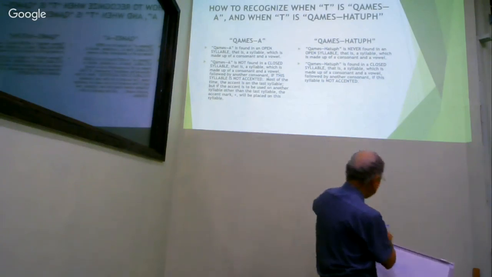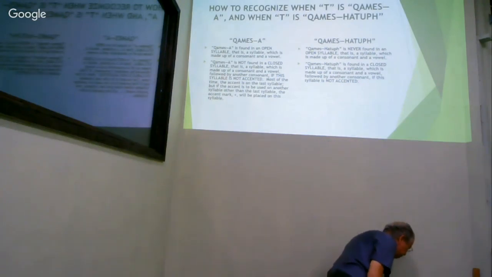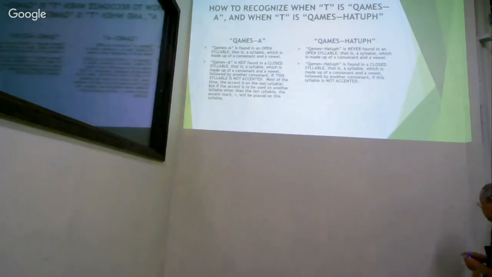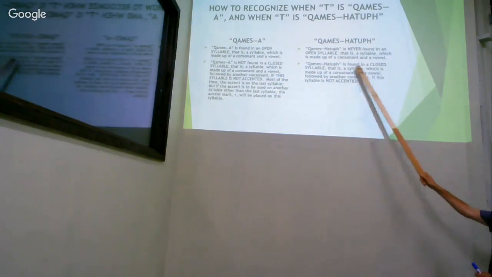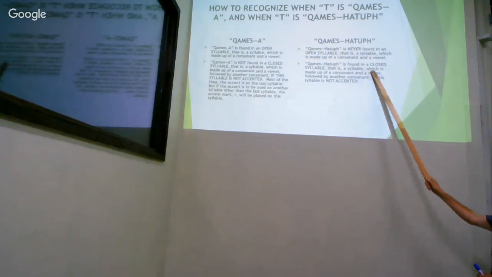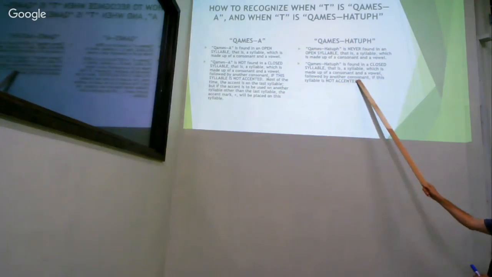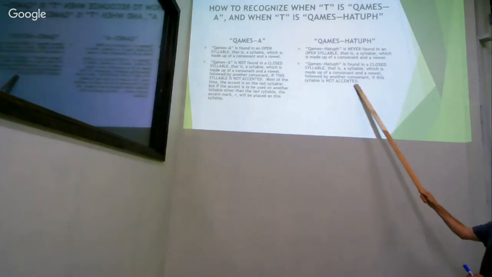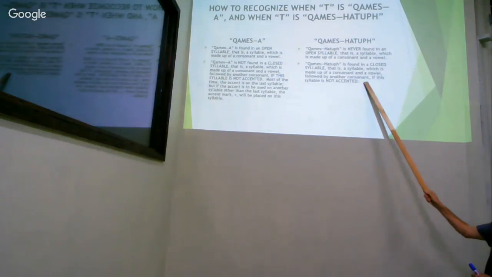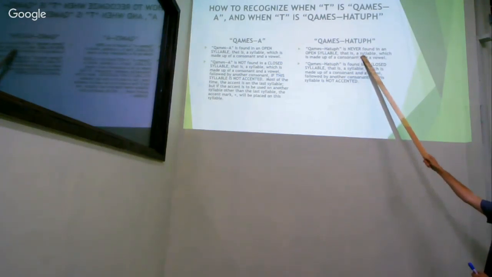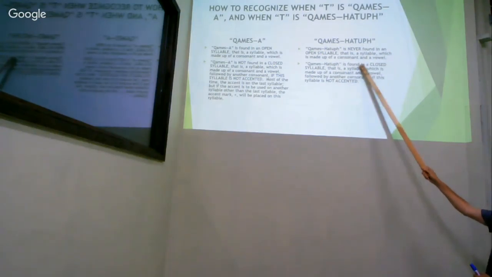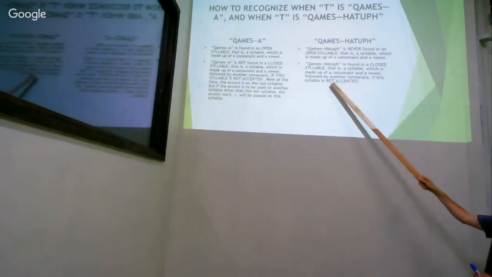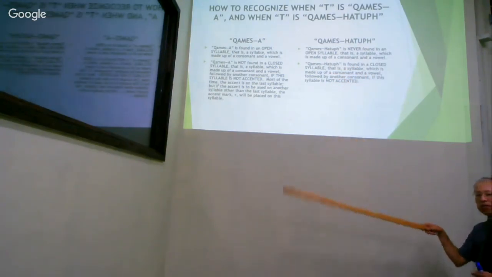So looking on the other side of the screen, what we see is this. Qames-Hatuph is found in a closed syllable. That is a syllable which is made up of a consonant and a vowel, followed by another consonant, if this syllable is not accented. Okay? So two things. Qames-Hatuph is never found in an open syllable. Qames-Hatuph is found in a closed syllable, as long as that syllable is not accented.